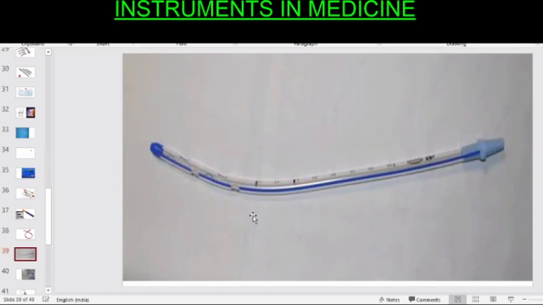Sir, to prevent this emphysema and pneumothorax risk, that's why we keep the tube under the water level, right? Yes, so you always have to have a water seal. That I will show in the next slide. That we'll discuss in the next slide. Okay.